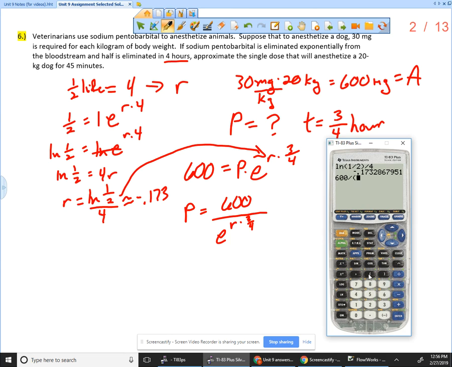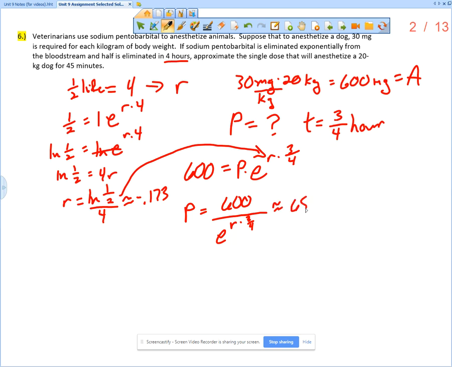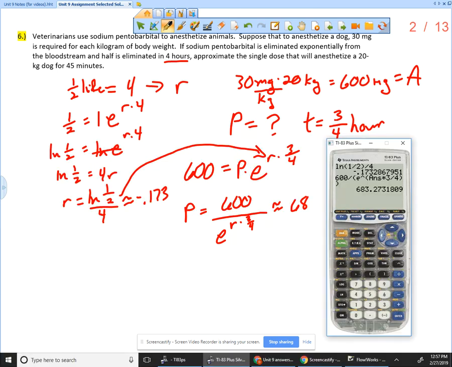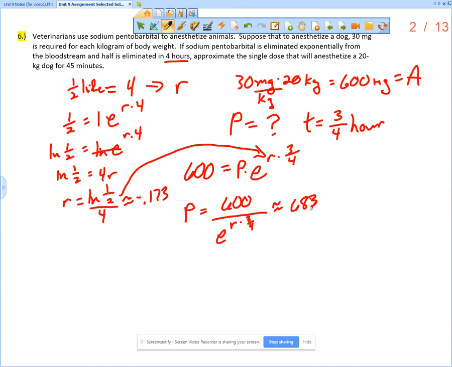What I like to do is put parentheses. So 600 divided by, in parentheses, e to the power of, in parentheses, r, which is my answer, times 3/4. Then I close the parentheses on the power of e, and close the parentheses on the denominator. And I get this. That means the principal amount of the drug needed is 683.273 milligrams. So 683.273 milligrams of the drug.